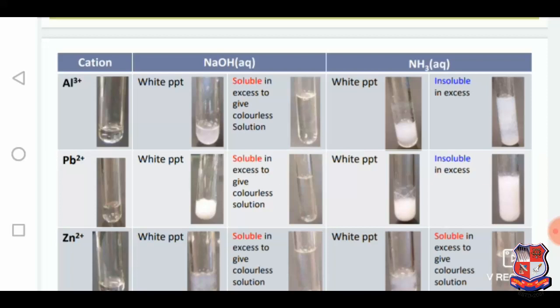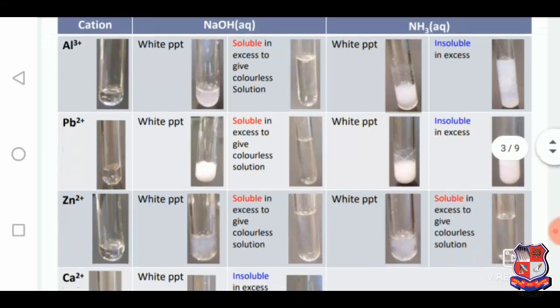This is the major difference between the NaOH identification and the ammoniacal identification. In the first case, in excess NaOH the precipitate will dissolve. In the second case, the excess amount cannot alter the property of the precipitate obtained from the ammoniacal solution.